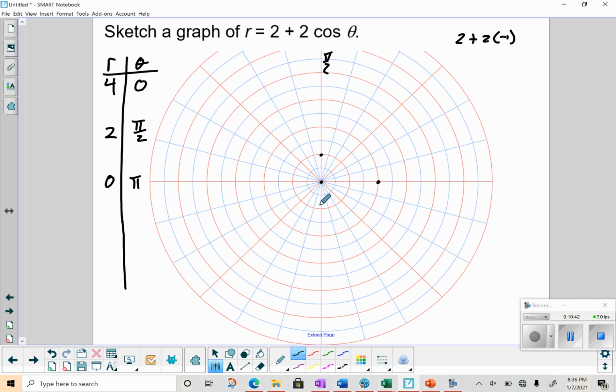Well, those 3 points really don't give me a good idea of what's going on here. So if I want to go back and find out more about this curve, I need to fill in more details. For pi over 4, if I take the cosine of pi over 4, that is square root of 2 over 2. Square root of 2 over 2 times 2 will give me square root of 2. 2 plus square root of 2.